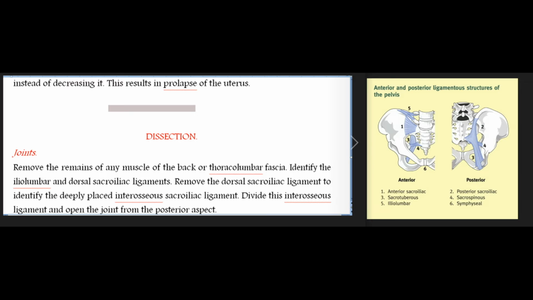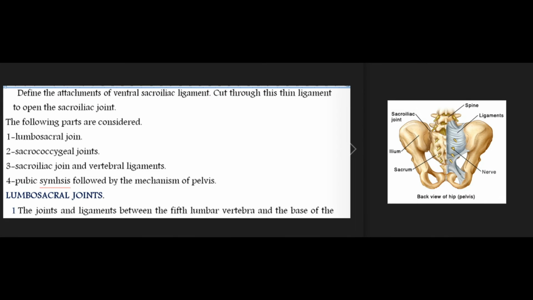Divide this interosseous ligament and open the joint from the posterior aspect. Define the attachments of the ventral sacroiliac ligament. Cut through this thin ligament to open the sacroiliac joint. The following parts are considered. 1. Lumbosacral joint. 2. Sacrococcygeal joints. 3. Sacroiliac joint and vertebral ligaments. 4. Pubic symphysis, followed by the mechanism of pelvis.